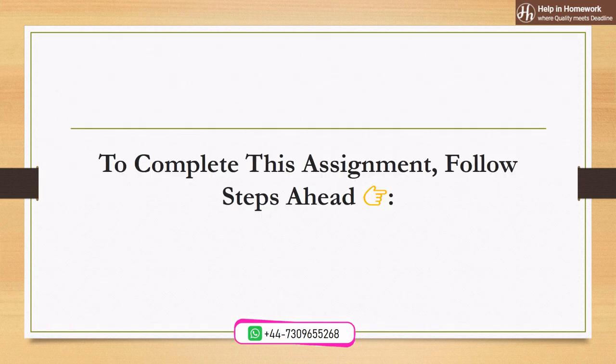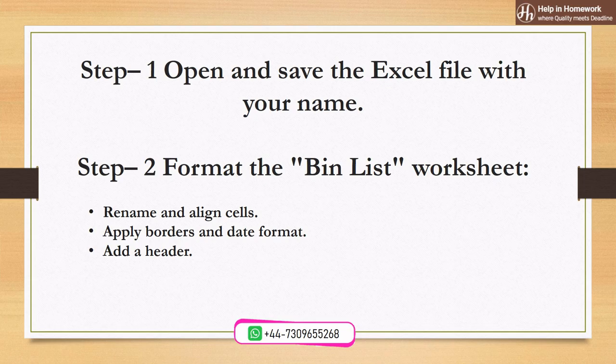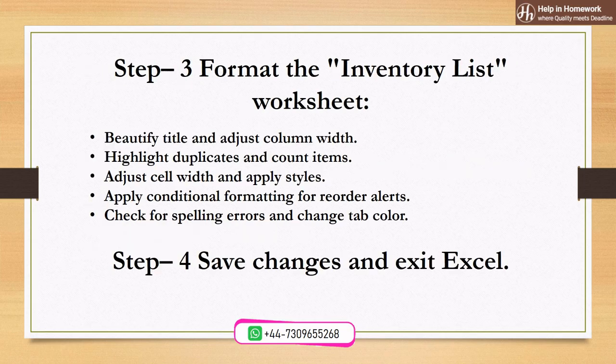To complete this assignment, follow these steps. Step 1. Open and save the Excel file with your name. Step 2. Format the bin list worksheet. Rename and align cells. Apply borders and date format. Add a header.